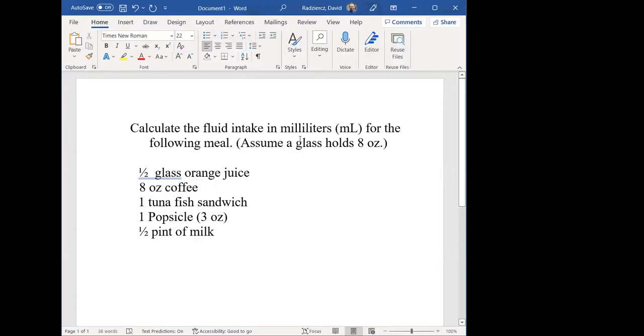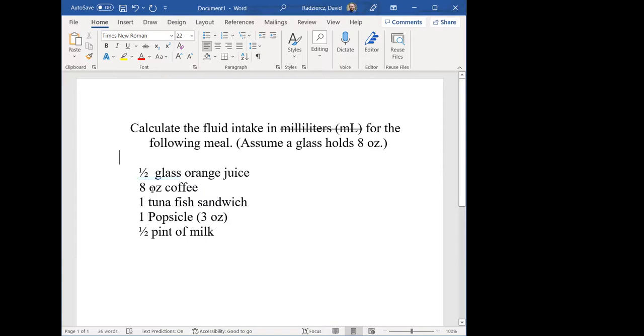All right. So you will see questions like this where you're supposed to calculate the amount of fluid intake. And sometimes it will tell you milliliters, and sometimes it won't, so don't count on that being in here. You just need to know that milliliters is what you're looking for. And then there's some things here that are a little bit different.